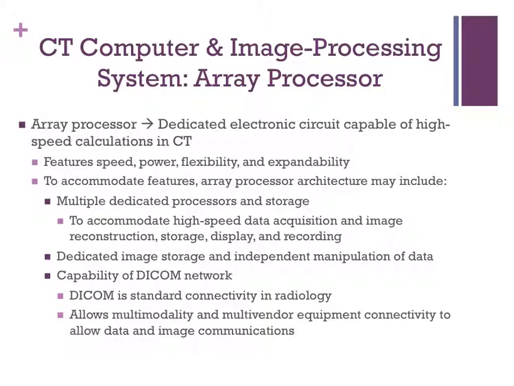An important component of computer processing architecture for CT and MRI is the array processor. This is a dedicated electronic circuit capable of the high-speed calculations in CT. They feature key elements such as speed, power, flexibility, and expandability. To accommodate these elements, the array processor architecture may consist of multiple dedicated processors and storage. This accommodates high-speed data acquisition and image reconstruction, storage, display, and recording. It also may include a dedicated image storage and independent manipulation of the data.